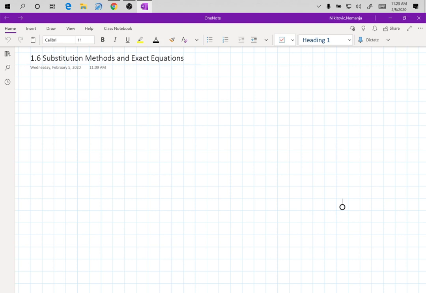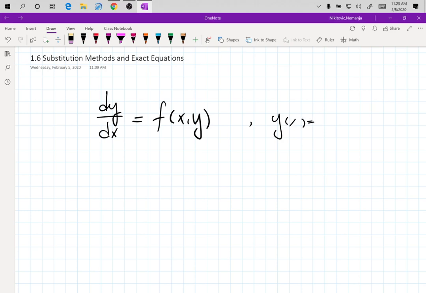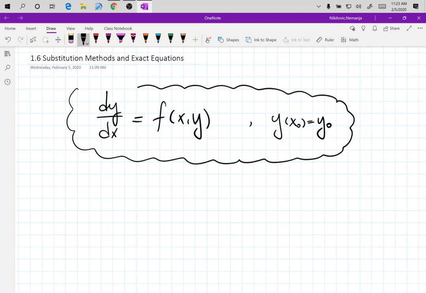We are still in the first order. We are still looking at equations of the form dy/dx equals some function of x and y, and we may have an initial condition y of x0 equals y0. So this is our standard first order differential equation, and the solution of this equation depends on what type of equation it is.